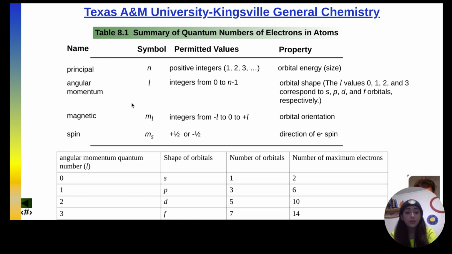Moving on to the one under that in the column, the second column, angular momentum. The symbol for that is l, and the permitted values for that are integers from 0 to n minus 1.